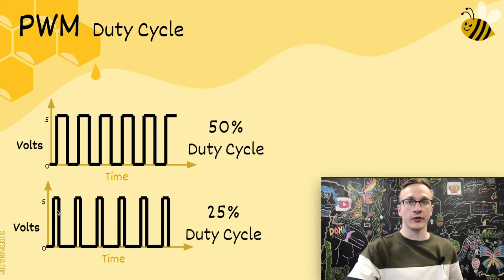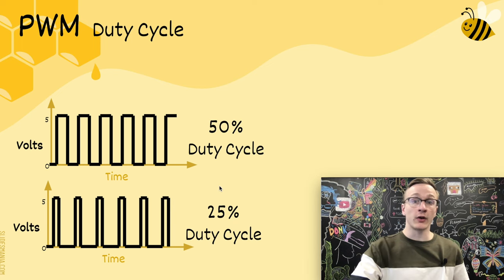And that's where the name pulse width modulation comes from. How long you leave the pulse on is referred to as the duty cycle. This first example here has a 50% duty cycle, and the one underneath it has a 25% duty cycle.